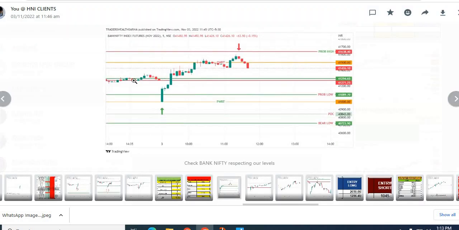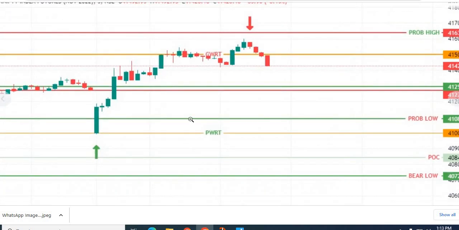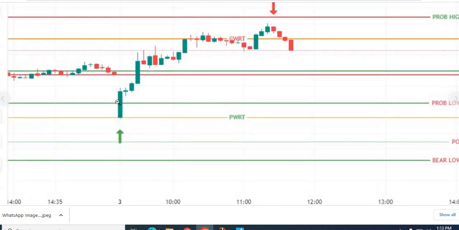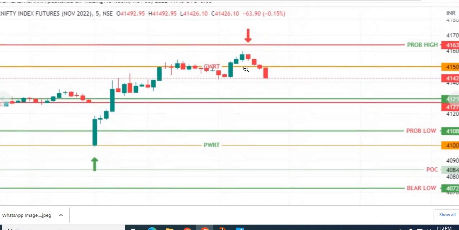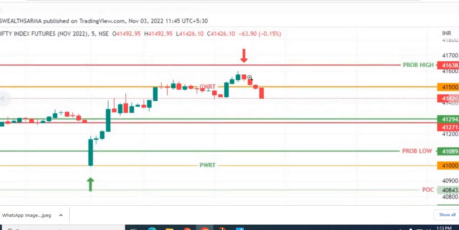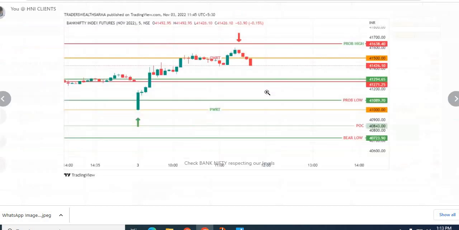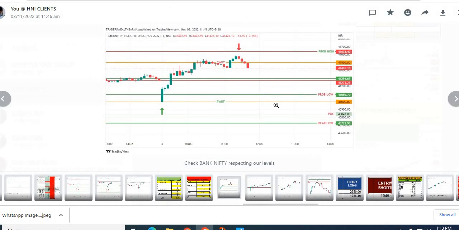Here I have written "check the mark." See, check this market opened here. The probable low became support and it gave support, it went up, and almost exactly near this probable high it came down, and at the end of the day it again touched our probable low.